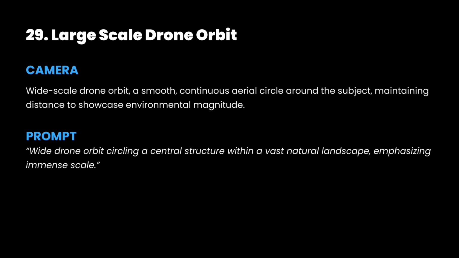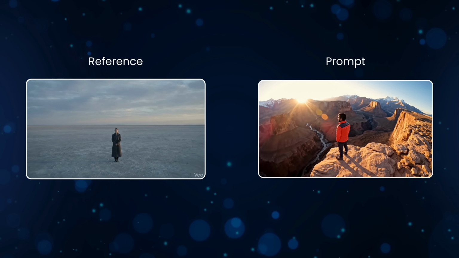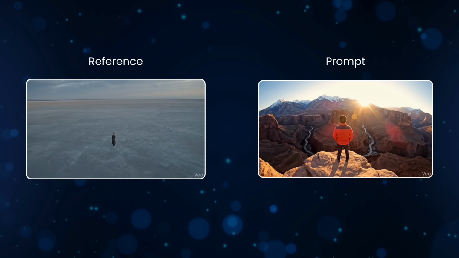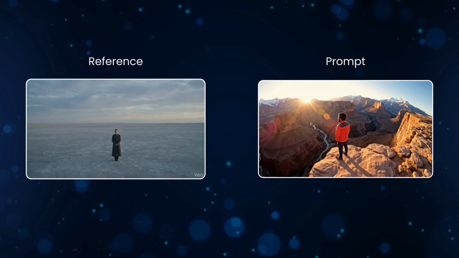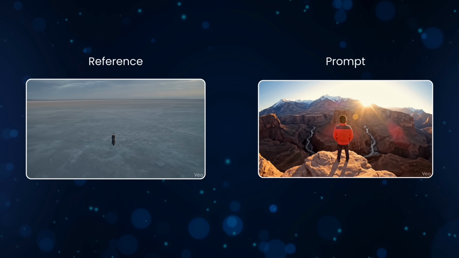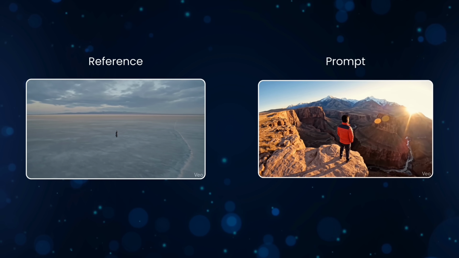Number 29. Large-scale drone orbit. The orbiting aerial angle keeps the subject centered while the world rotates around it, reinforcing dominance or isolation. It is effective because it visually communicates scale and importance simultaneously.